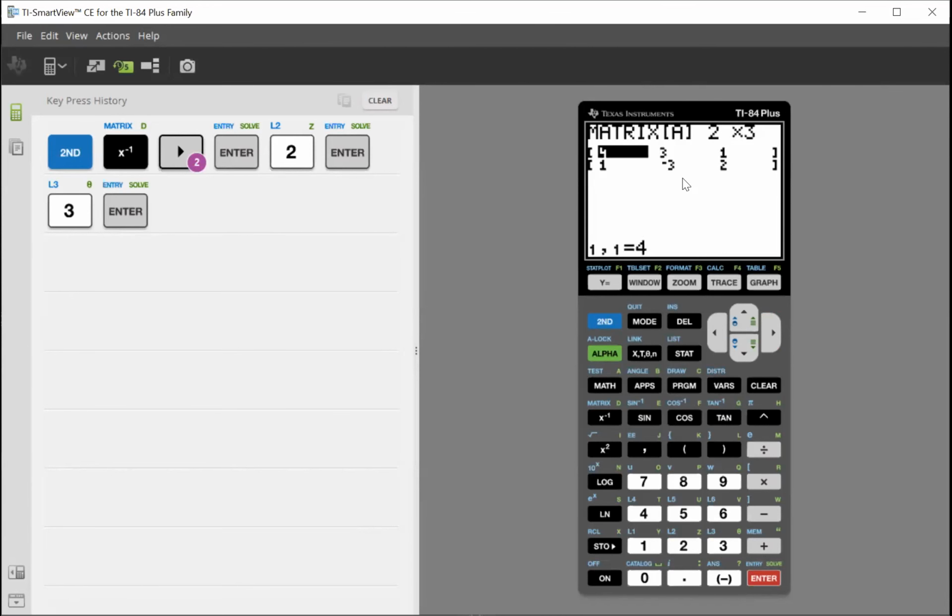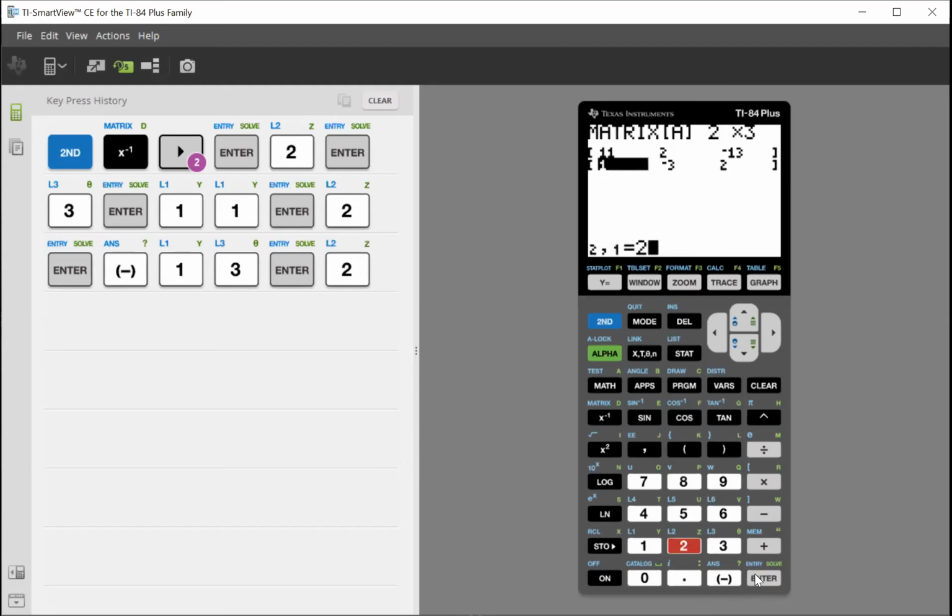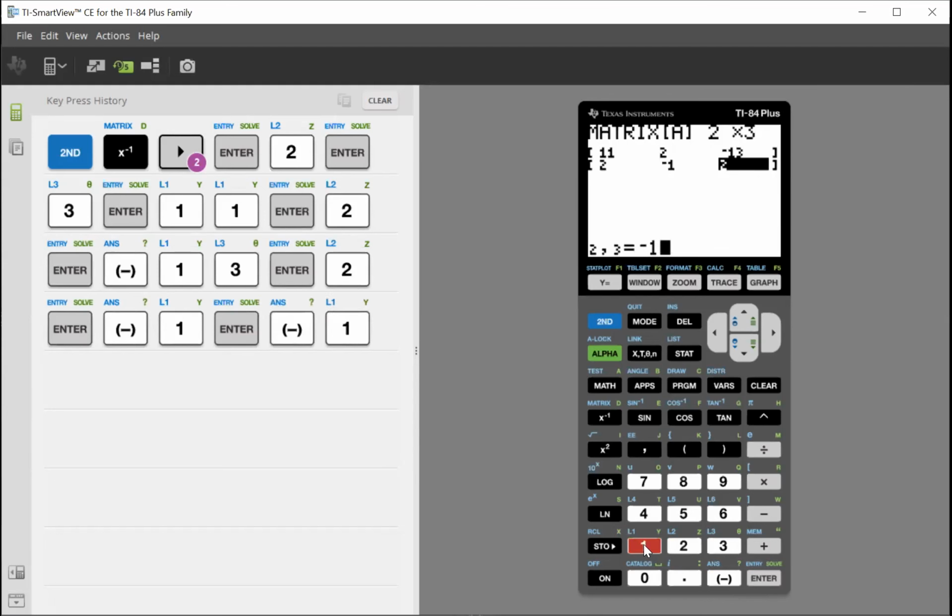So my first row was 11 x's, so that'd be 11 enter. We had 2 y's, so that'd be 2 enter. We had negative 13 for that answer. My second row, I had 2 x's, so 2 enter. Minus y, so that'd be minus 1 enter. And then negative 1 was that answer, so negative 1 enter. Our matrix is in, so now we can hit second mode to quit.